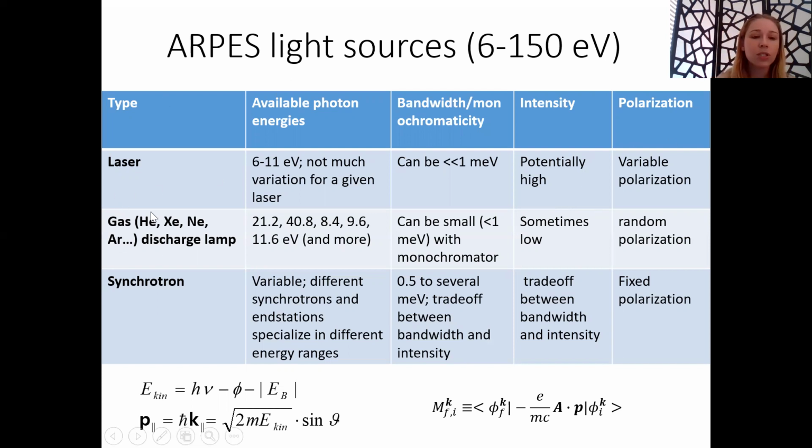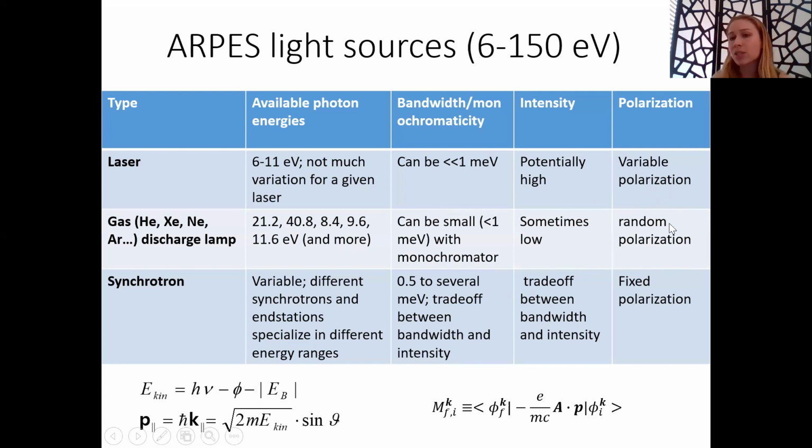Another type of light source, which is also typically used in lab-based systems, including my own, is a gas discharge lamp. Here, basically, you have some typically noble gas. You create a plasma out of it, and then you extract some light out of the plasma. If you employ a monochromator, the bandwidth can be quite small with this sort of light source. The intensity, however, can sometimes be low, and the polarization is always random. So this can be a good or bad thing.